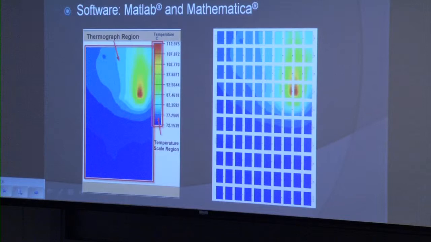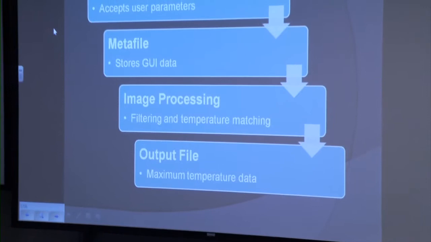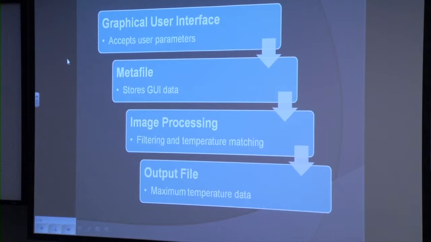The first element is the graphical user interface, which will accept user parameters describing the image. The second is a metafile that will store these image parameters. The third is an image processing file, which will implement filtering and temperature calibration algorithms. The fourth, finally, is an output file, which will display the maximum temperatures within each user-defined region of the thermograph.